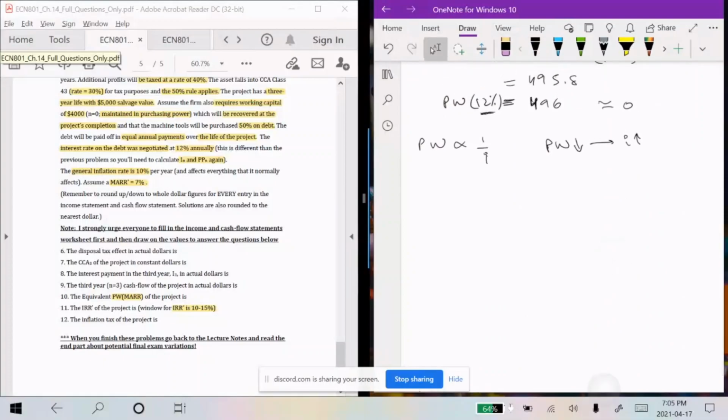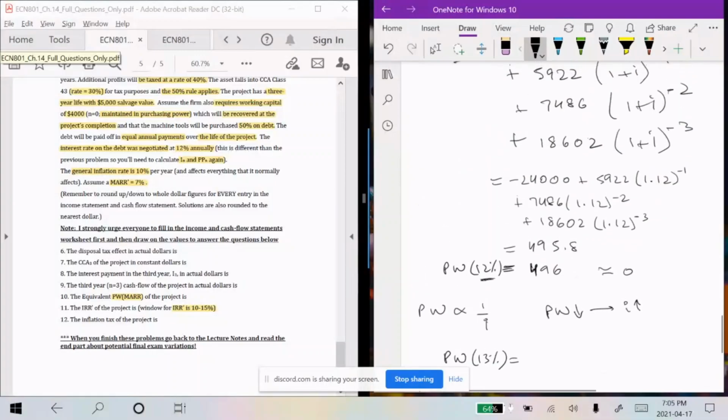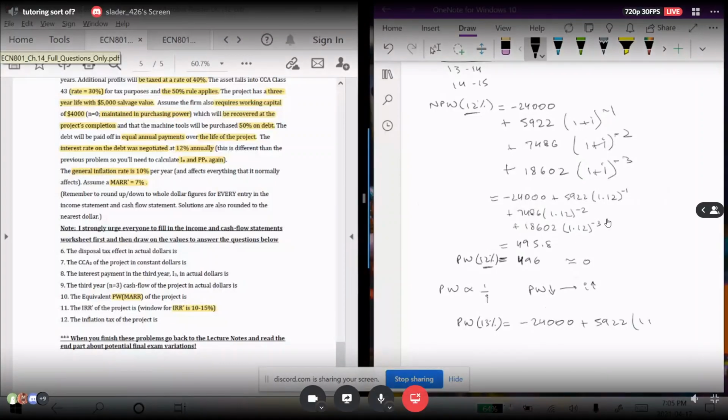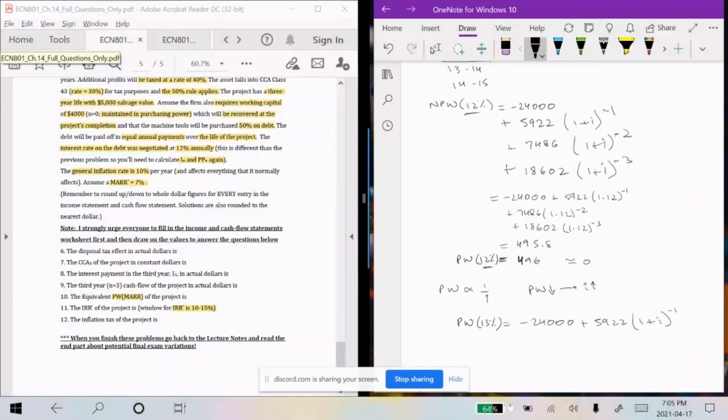So let's go with 13% as our next guess. It's going to be the same thing: minus 24,000 plus 5922 times (1 plus I) raised to the power minus 1, plus 7486 times (1 plus I) raised to the power minus 2, plus 18,602 times (1 plus I) raised to the power minus 3.